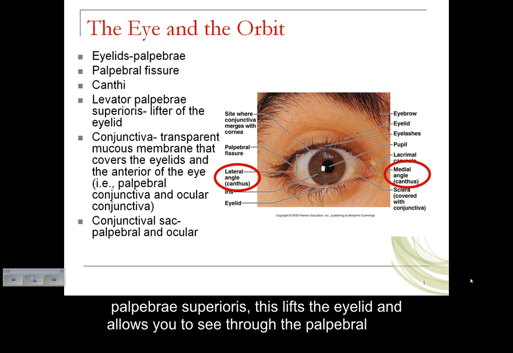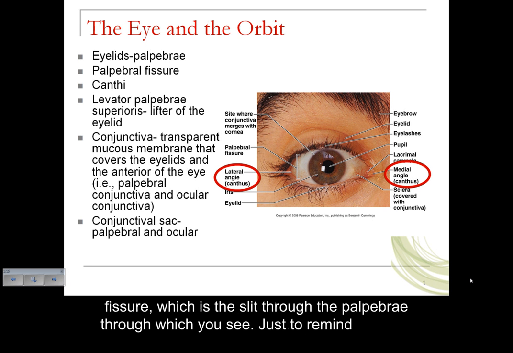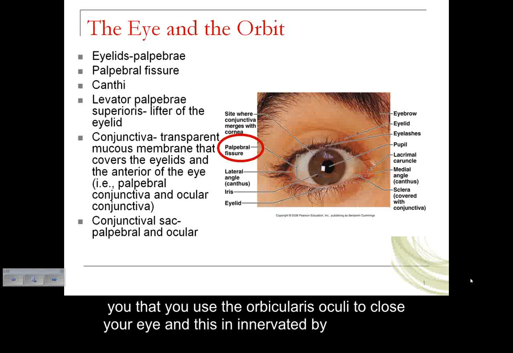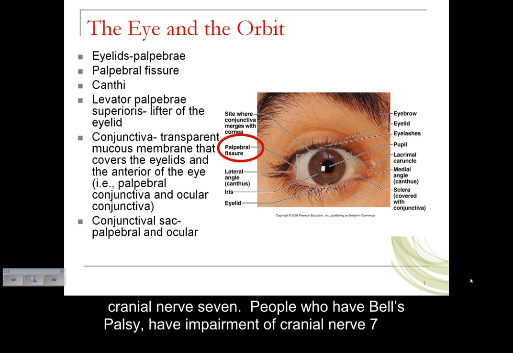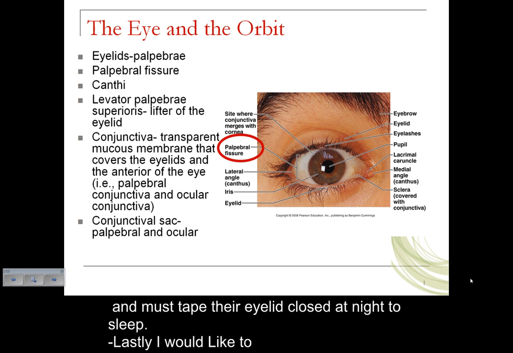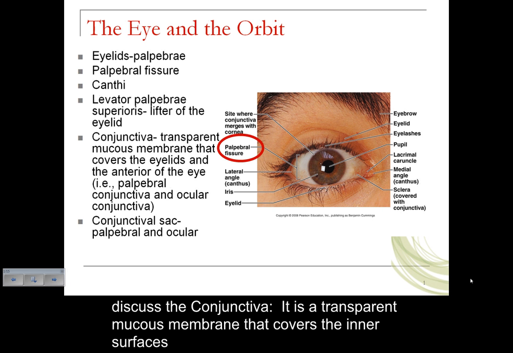On another slide, I will show you a muscle called the levator palpebrae superioris, which lifts the eyelid and allows you to see through the palpebral fissure, which is the slit between the palpebrae through which you see. Just to remind you, you use the orbicularis oculi to close your eye, and this is innervated by cranial nerve 7. People who have Bell's palsy have impairment of cranial nerve 7 and must tape their eyelid closed at night to sleep.